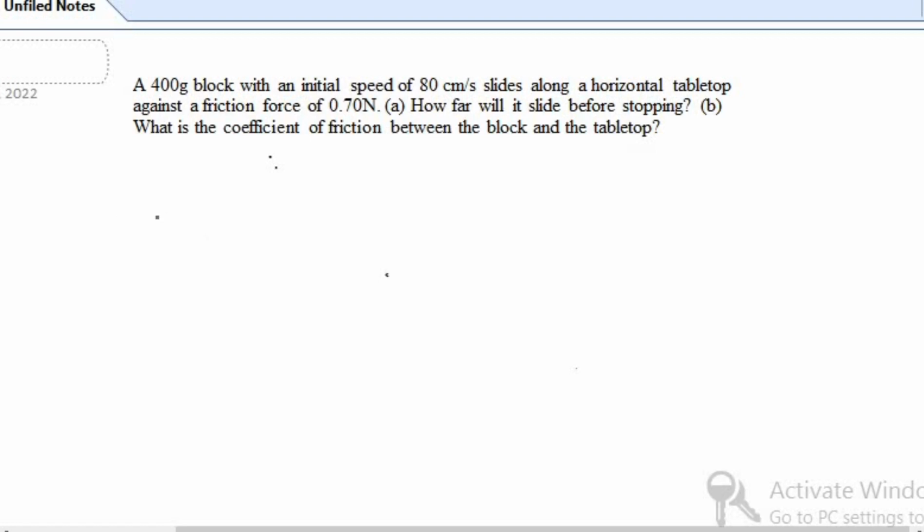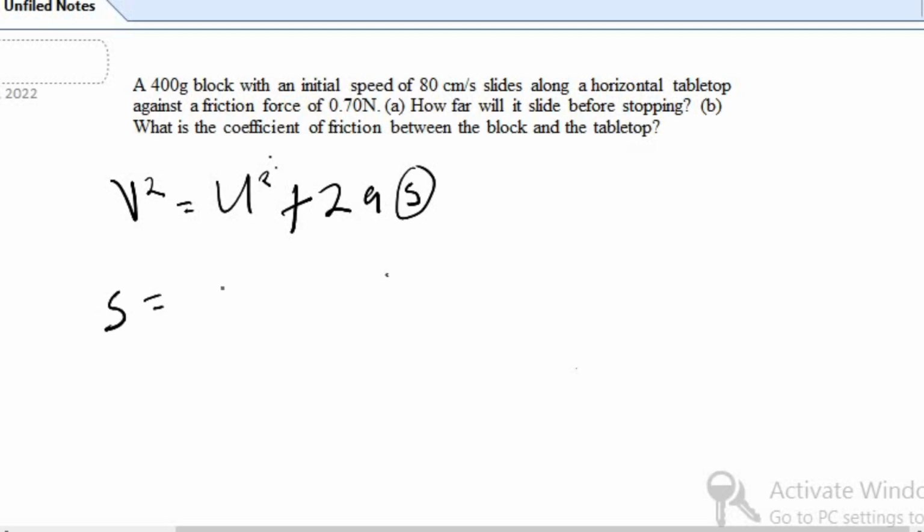So we check the formula that we're going to use. What is the formula that will give us our variable, that's the distance? Let's say we have the third equation of motion, v square is equal to u square plus 2as. Now we need to get the distance, so we make s the subject of the formula. S is equal to v square minus u square over 2a.